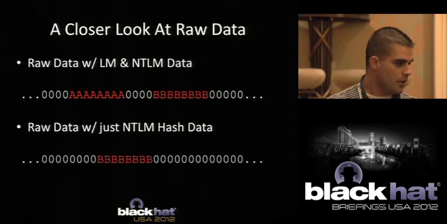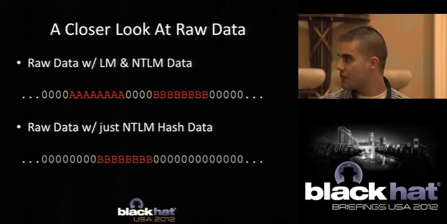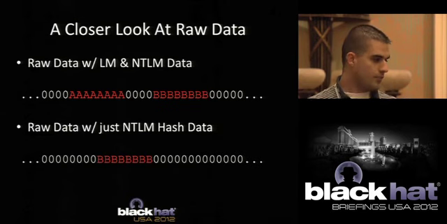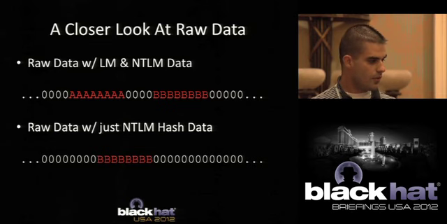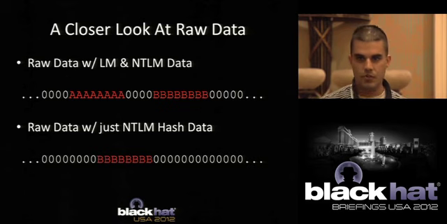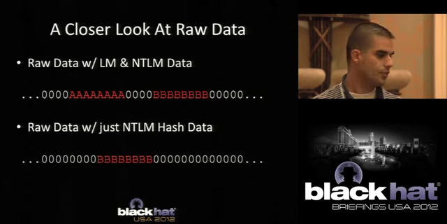We figured that out. So instead of putting up tons of screenshots of hex and binary, we figured we'd do a pseudo representation here. So that first user there has a bunch of A's and a bunch of B's. Those A's represent an LM hash, and the B's represent an NTLM hash. The second user doesn't have an LM hash, they just have an NTLM hash. So this is something we're going to reference throughout the presentation here.